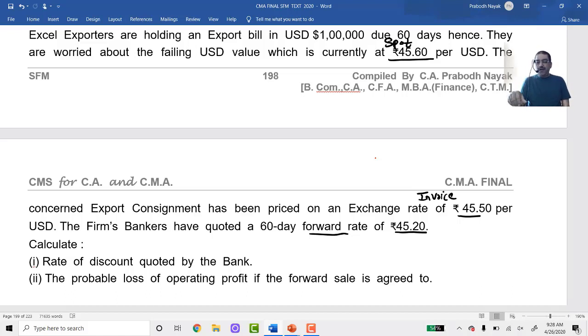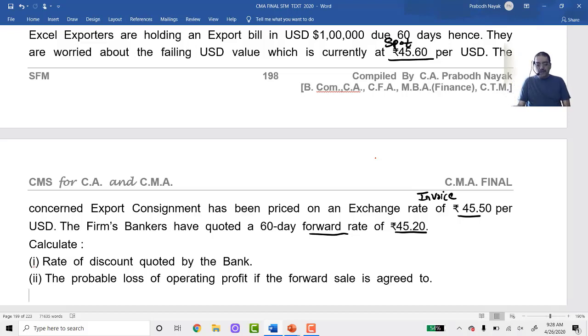Probable loss of operating profit if the forward sale is agreed to. First, let us write down the three rates. Rate of discount will be rate of discount of dollar, because dollar is at a discount, isn't it? Value of dollar was originally 45.6. It has come down to 45.2. So that means there is a discount, isn't it? So we are asked to calculate that rate of discount, the percentage of discount.